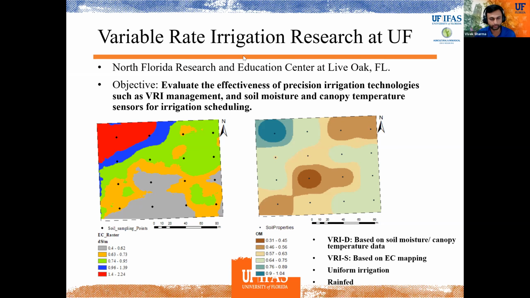In this particular project, we are going with four treatments: variable rate irrigation dynamic prescription maps based upon soil moisture or canopy temperature, variable rate irrigation static prescription maps based upon the EC mapping that we just conducted before planting, uniform irrigation, and rain fed. So we will see the effectiveness of those treatments at the North Florida Research and Extension Center at Live Oak.